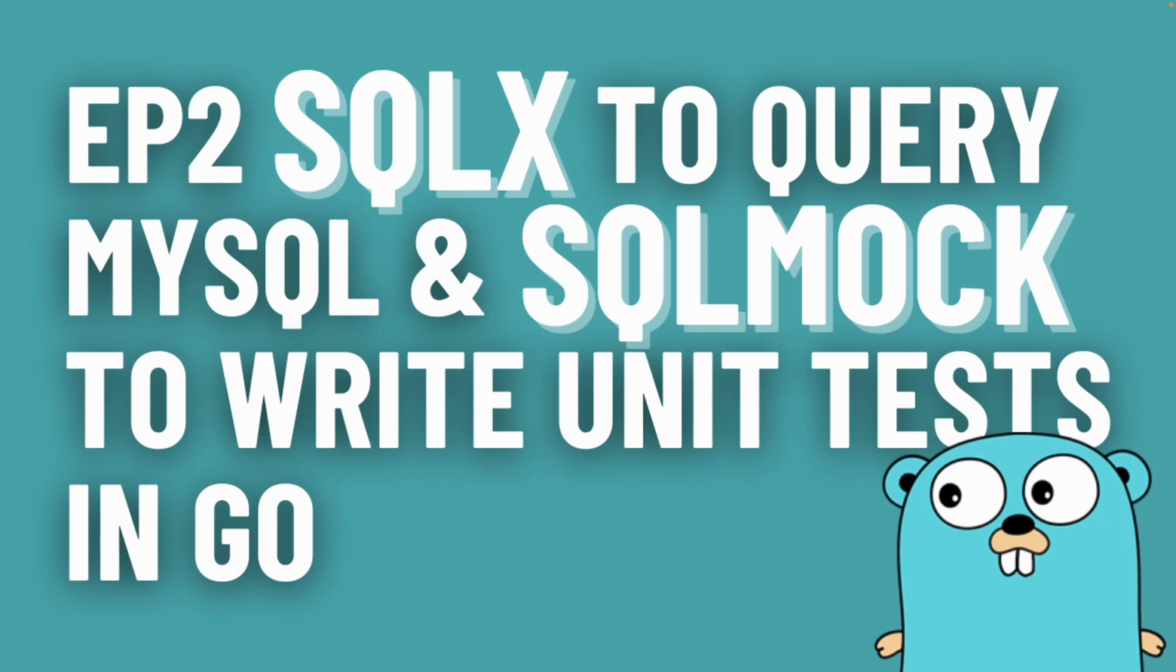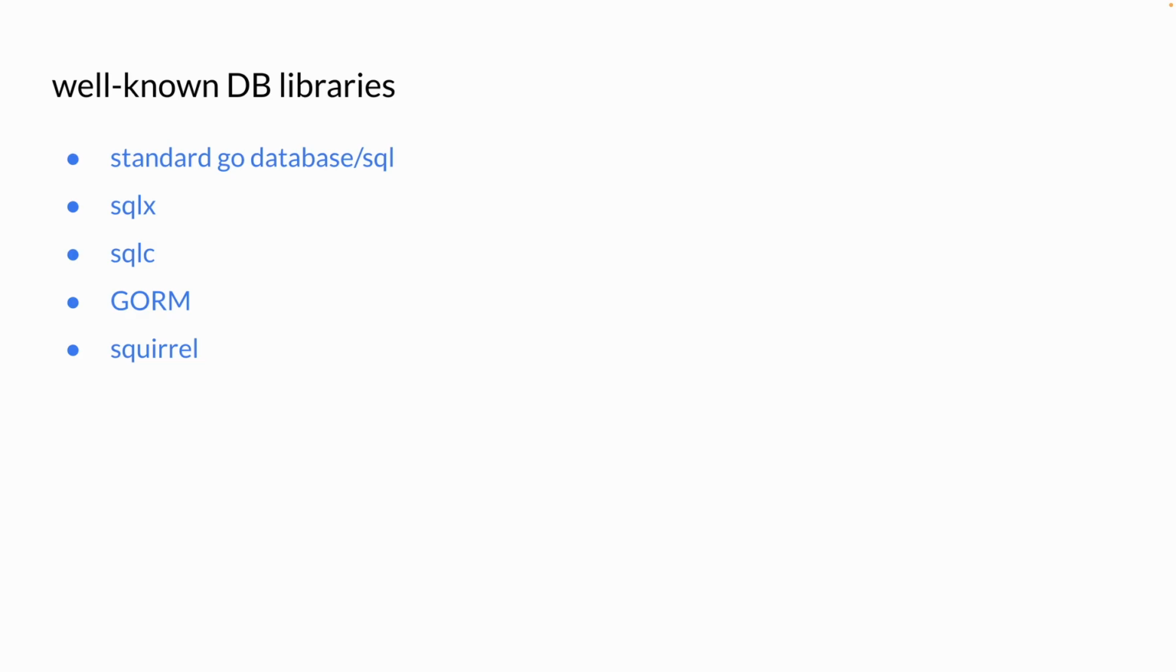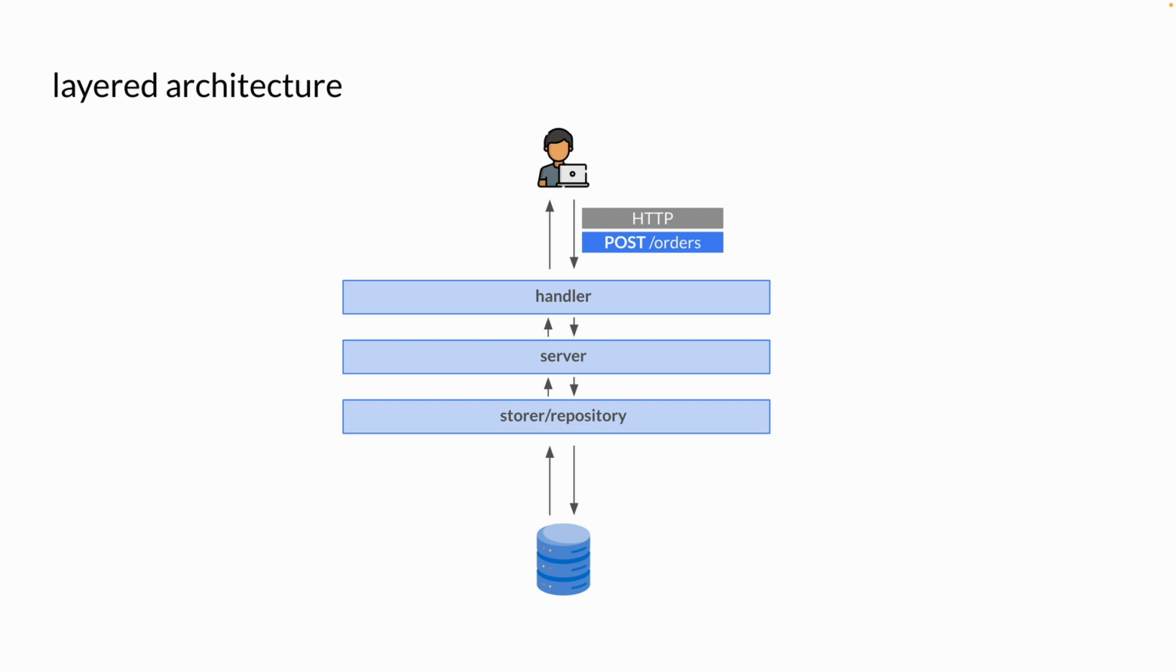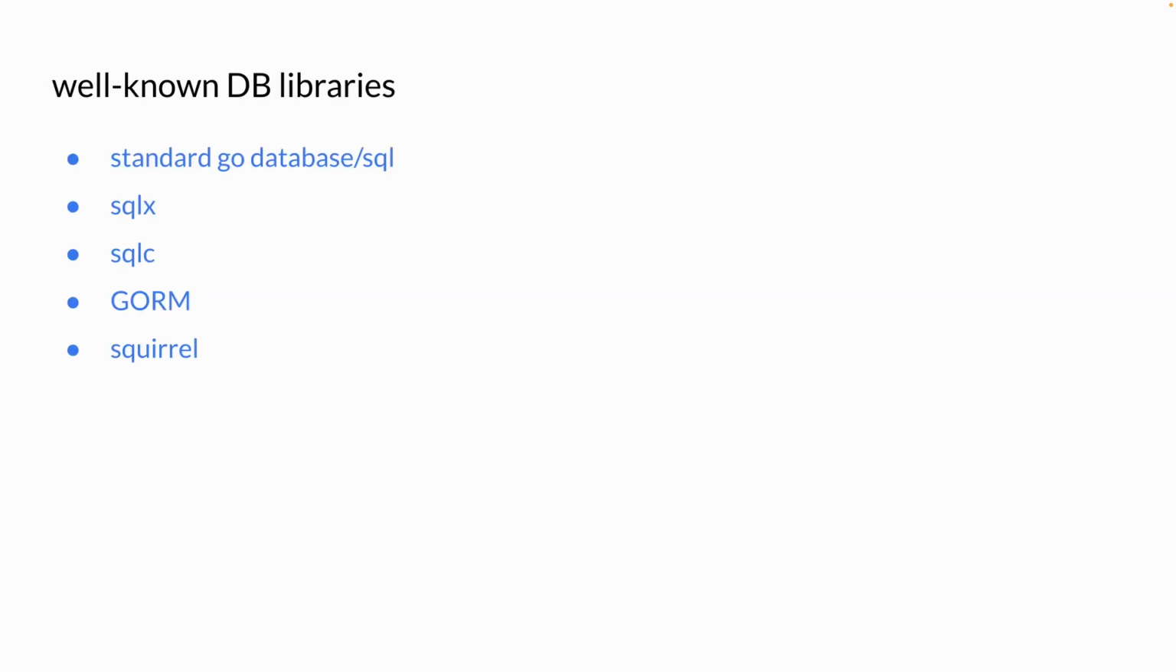Now that we have set up our database in our last episode, we can go ahead and start querying our database from our Go app. These are some of the well-known database libraries in Go, and given a layered architecture, these database libraries are going to allow us to interact with the database at the store layer as shown in the diagram.